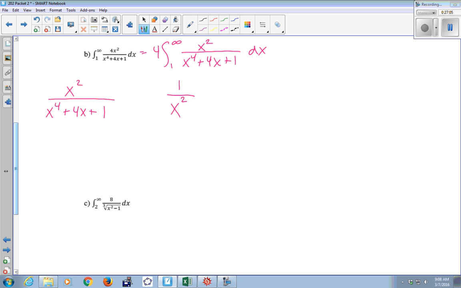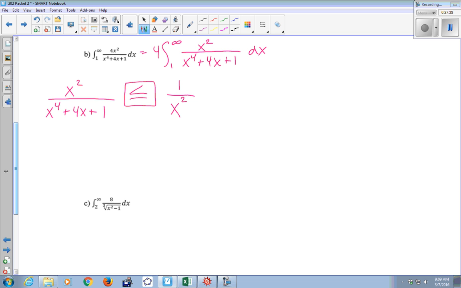So now that I have a comparison set up, I need to put in an inequality sign, right? Which one should I put in, less than or greater than? Less than, yeah. I dropped these terms from the denominator, right? So when the 4x plus 1 exist, the denominator on the left is bigger than the denominator on the right, right? And when you have a bigger denominator, that makes a smaller valued fraction. So this is less than or equal to, always.